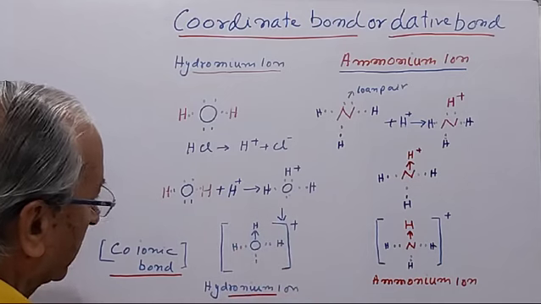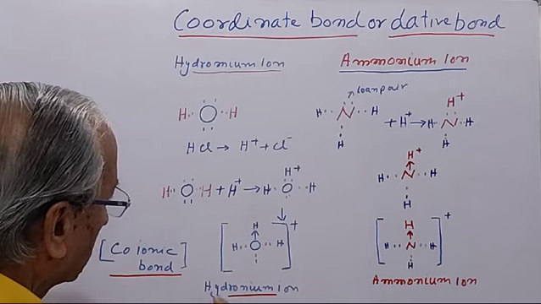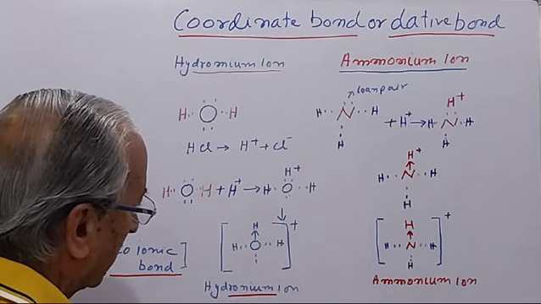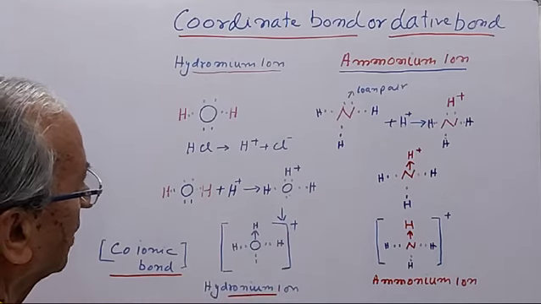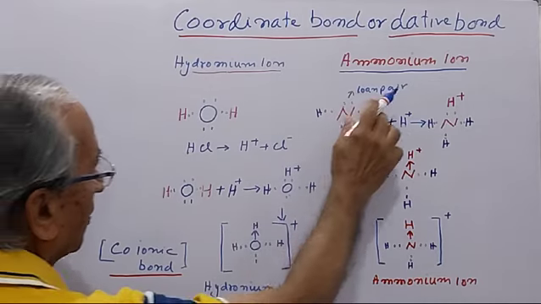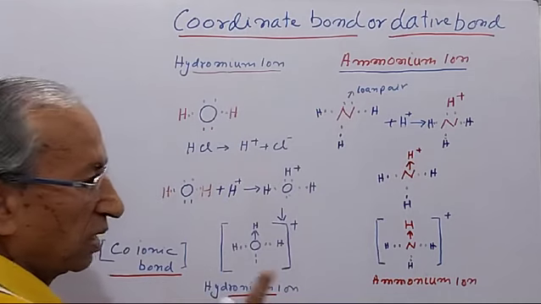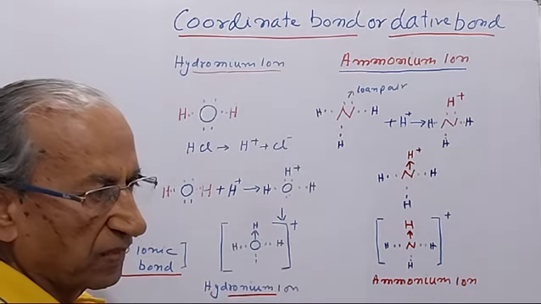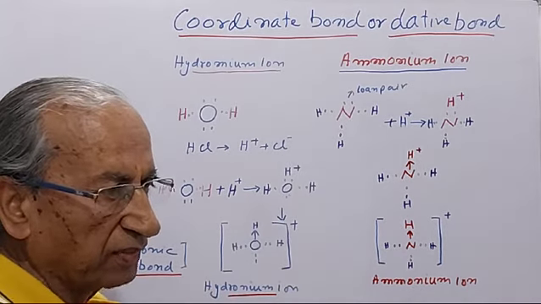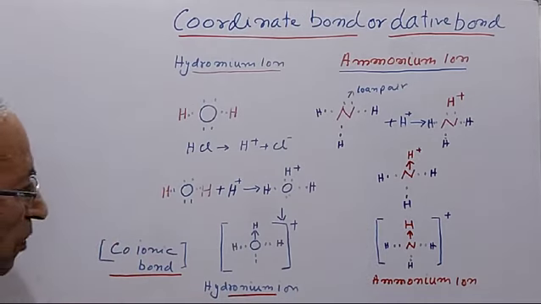So this arrow indicates the lone pair from the oxygen to the hydrogen, and this as a whole is a hydronium ion. So these are the 2 examples of the coordinate bond. One is the ammonium ion, the other is the hydronium ion. See, in this case, the condition is that the lone pair between the 2 atoms is given by one of the atoms. Now this bond is also known as the co-ionic bond.